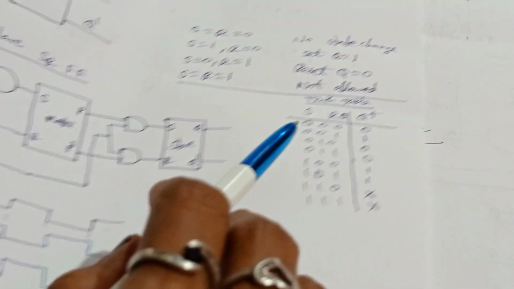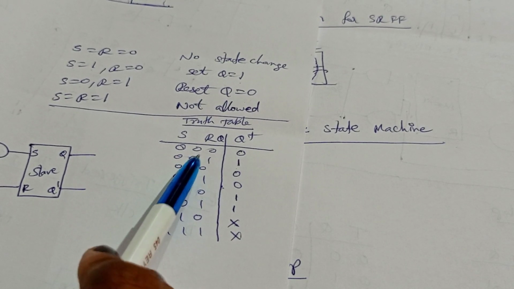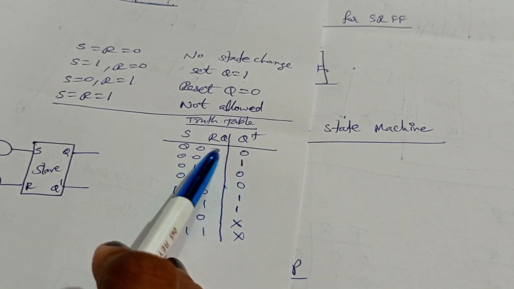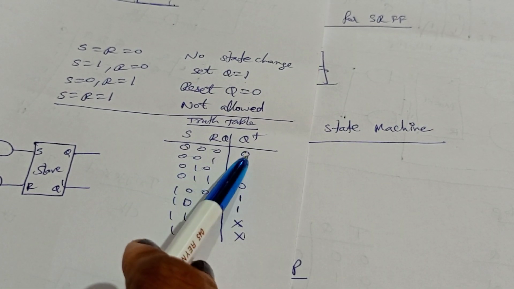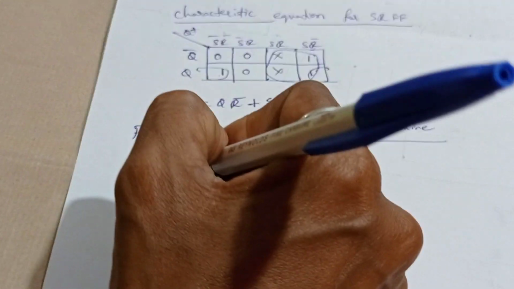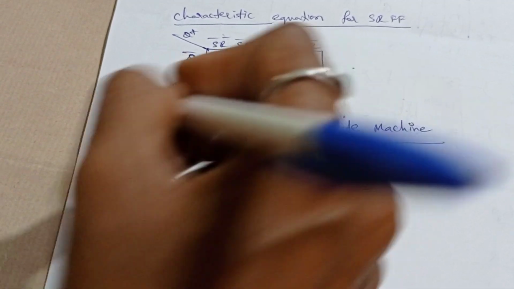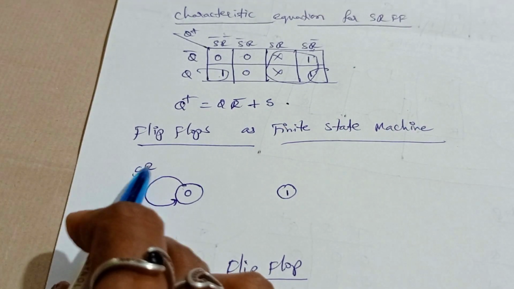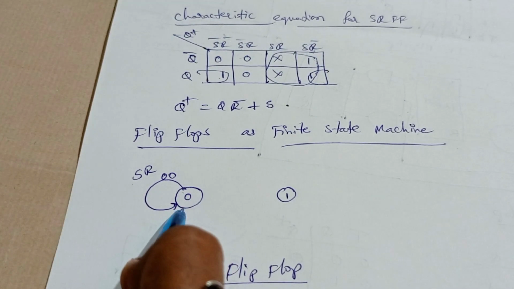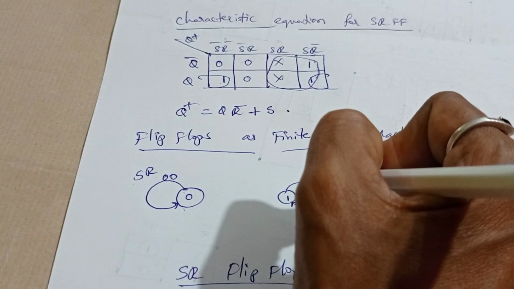By this, when S is equal to R is equal to 0, Q is in the same state, that is Q0. Next state also the same as Q. So, when S is equal to R is equal to 0, that is SR, considering SR 0 0, it is in the same state 0, as well it is in the same state 1.